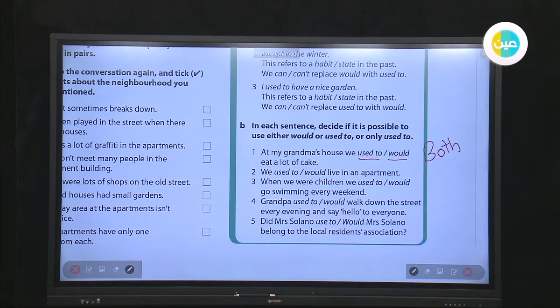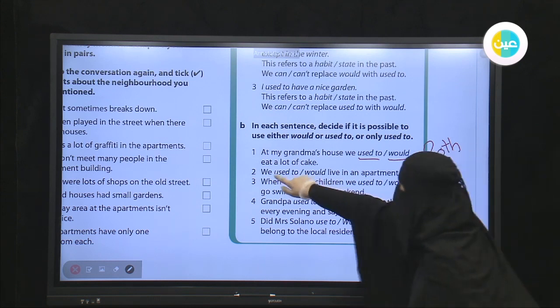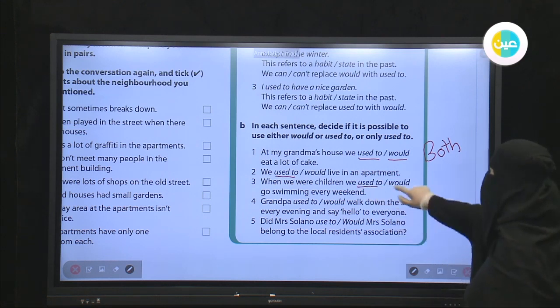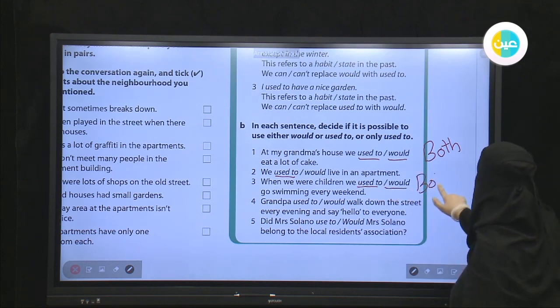Number 2, we used to or would live in an apartment. What can we use here? We can use used to, just used to. Number 3, when we were children, we used to or would go swimming every weekend. What should we use? Can I put used to? Yes. Can I put would? Also yes. So we can use both of them.